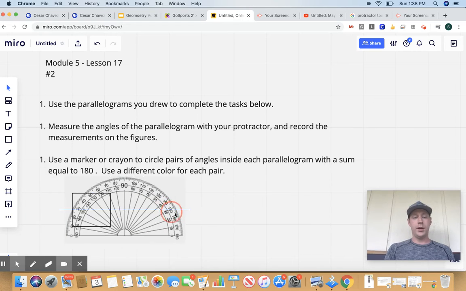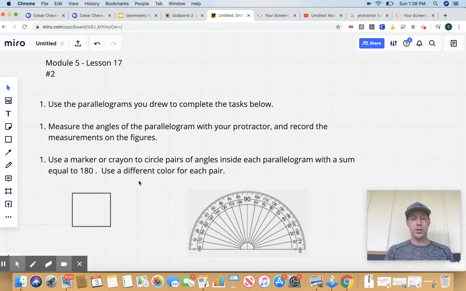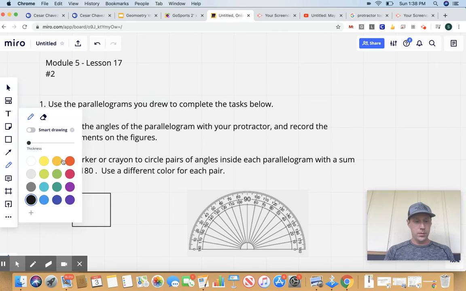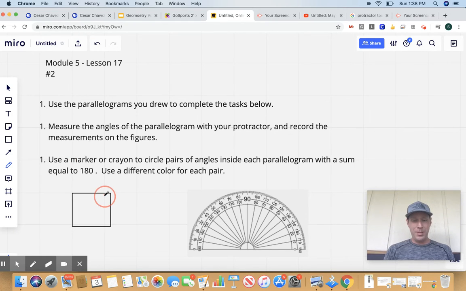They're all 90 degrees because a square has equal sides. And we will satisfy the requirements of this problem by labeling them. Here's a 90-degree angle, and here's a 90-degree angle. It specifically says, use a crayon to circle pairs of angles inside of the parallelogram whose sum is equal to 180 degrees. That is a distinct attribute of a parallelogram. That's something you always find in parallelograms. The two opposite sides, when you add them together, equal 180 degrees.